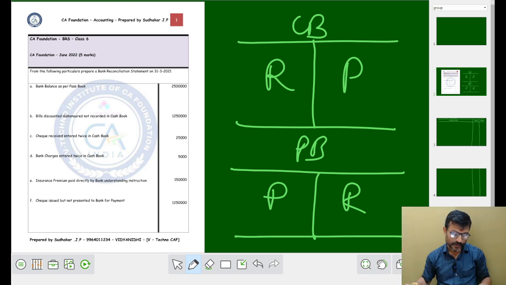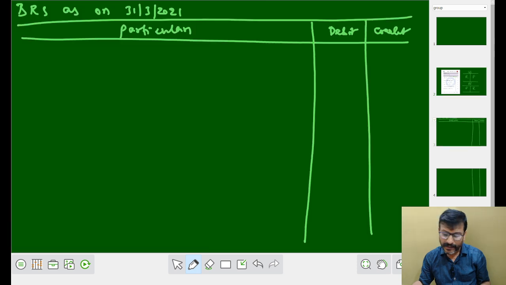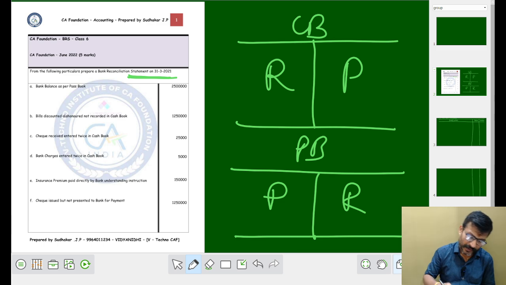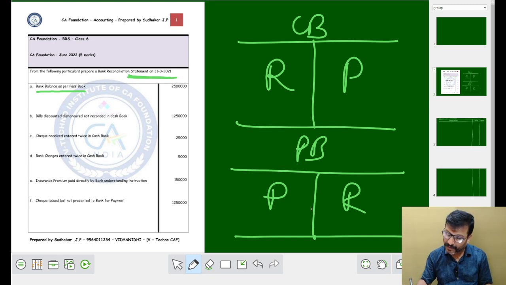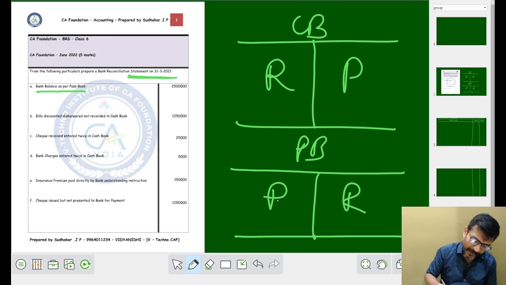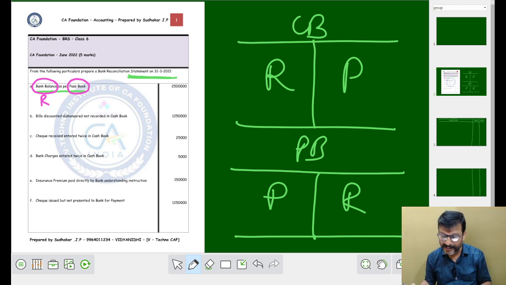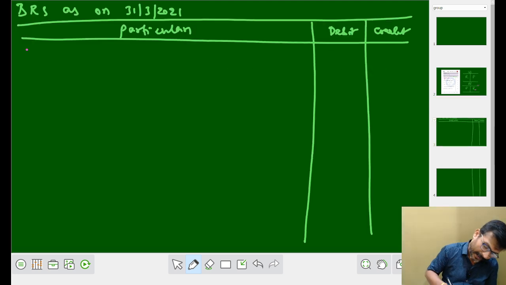Fine, let us move on to this particular problem. From the following particulars, prepare a bank reconciliation statement on 31st March 2021. I already prepared the format, BRS as on 31st March 2021. The first one, A point, bank balance as per passbook. My dear kids, there is a bank balance. Bank balance means receipt in which book? Passbook. Receipt in passbook comes on what side? It comes on the credit side.